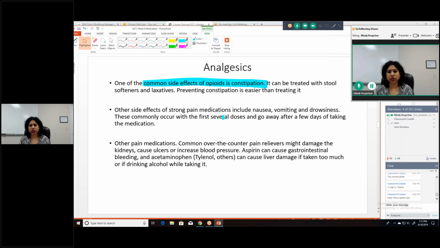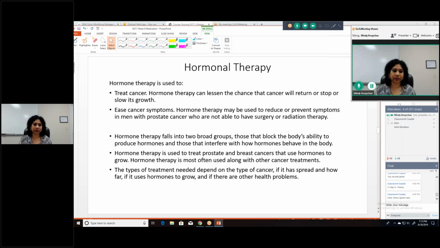So other issues could be nausea, vomiting, and drowsiness, which we know will be caused by the analgesics, but it goes away after a few days. And then other pain medications. So common over-the-counter pain relievers may damage the kidneys, cause ulcers, or even increase the blood pressure. But we have to weigh the risk and the cost, and benefits with the patient. Yeah, we're going to have issues of constipation. We might have some liver damage if they take too much of it. But what are we trying to take care of right now? So we have to think about that as well.